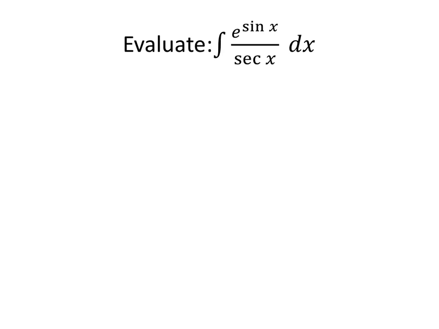Okay, let's try one involving an exponential function. So I have the integral of e to the sine x over secant x dx. Well, we know how to take the integral when it's just e to the x, so if this sine x was a single variable, that would help me out. So I'm going to start by saying u equals sine x. So that means that du equals cosine x dx.